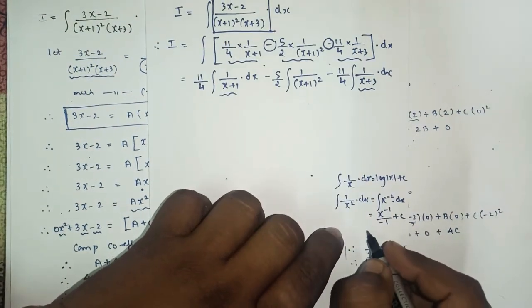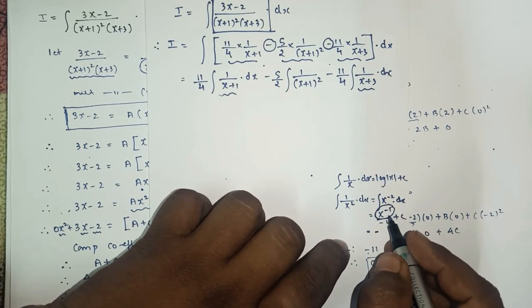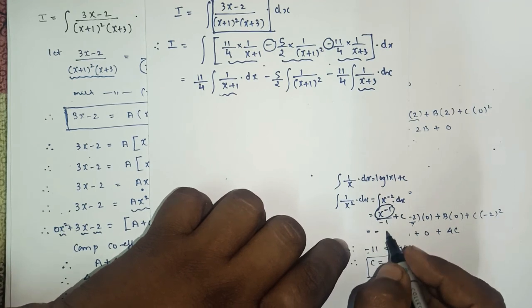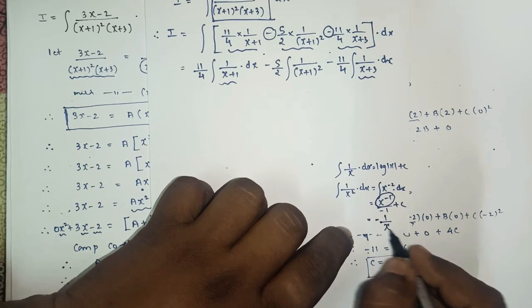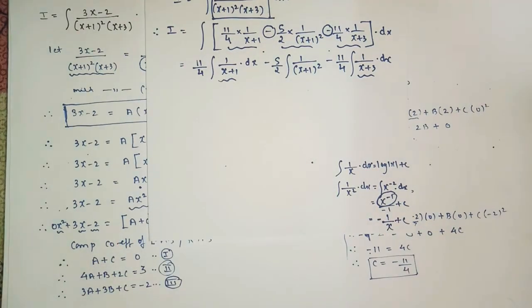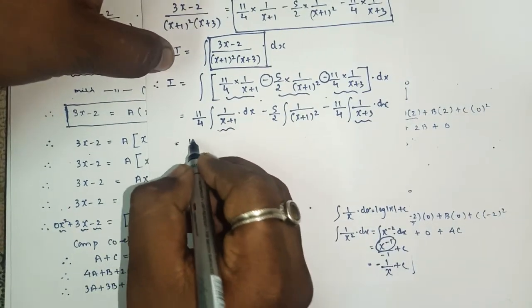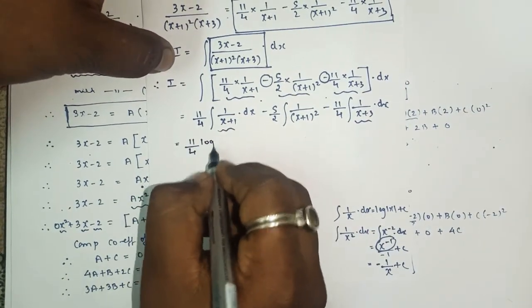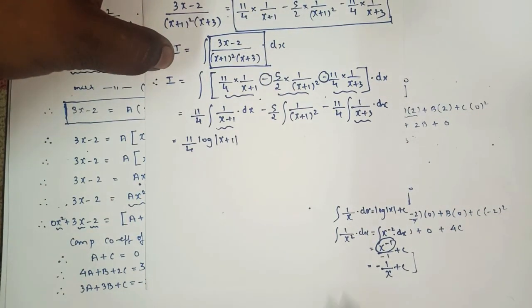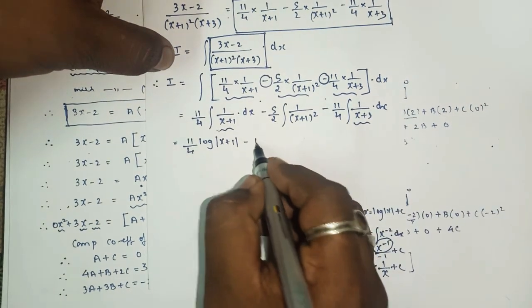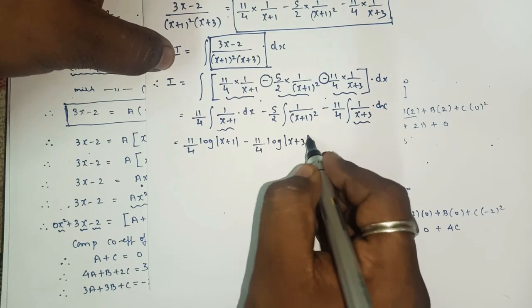Okay, and further this can be written as minus, this negative will come down, x raised to minus, okay, your power is negative, so it can be written as 1 upon x plus c. Yes or no? So integrating with respect to x, here 11 by 4, so here you will get log mod of x plus 1. Yes or no? This part minus 11 by 4, this will be log mod of x plus 3.